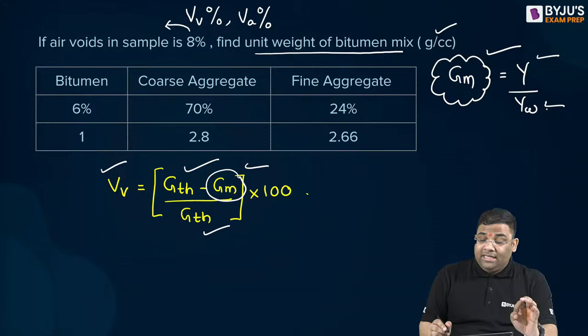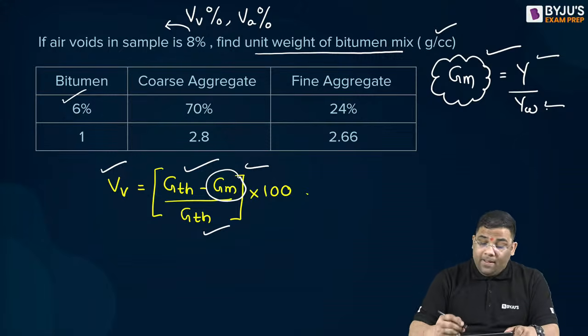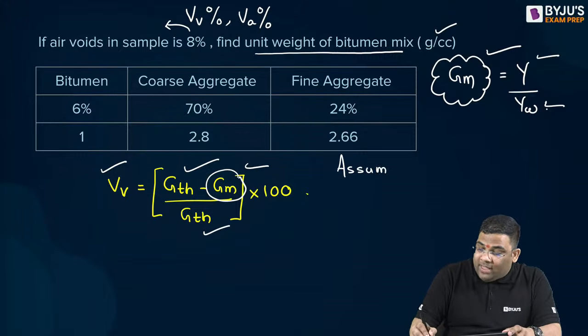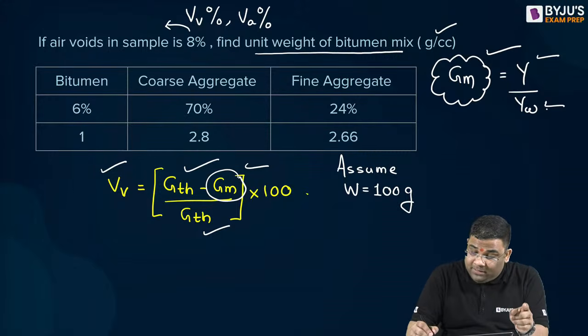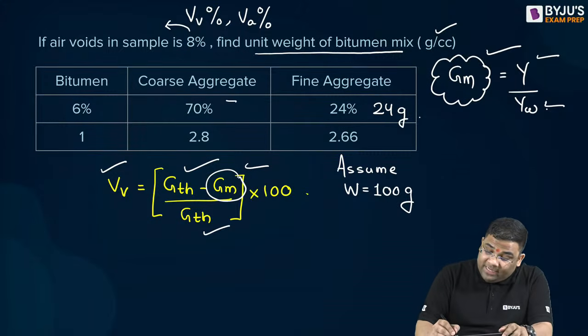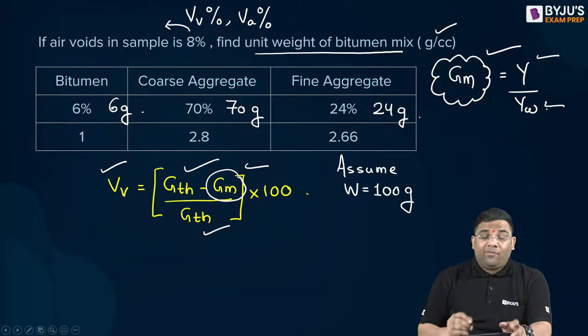Now here you see the weights are not given, the percentage is given. If percentage is given, what do you do? You assume total weight to be 100 gram. If total weight is 100 gram, fine aggregate will be 24% of this, that is 24 gram. Coarse aggregate will be 70% of that, that is 70 gram. And your bitumen will be 6 gram. Now you can find out G theoretical.